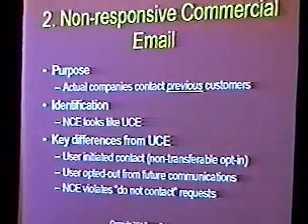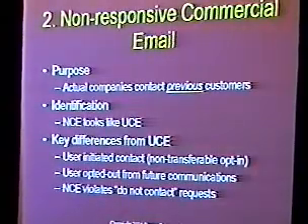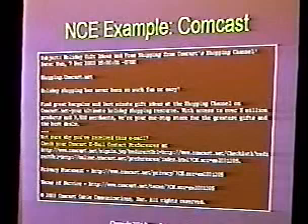The second category is non-responsive commercial email. This is an actual company trying to contact previous customers. So as far as identification goes, it looks just like UCE. No false headers, only one recipient, lots of contact methods, and so on. The key difference is that the user initiated contact and then opted out from future communications. Even though the user opted out, the NCE will violate the do not contact request and continue to send you email. To give you an example of an NCE, here's Comcast.